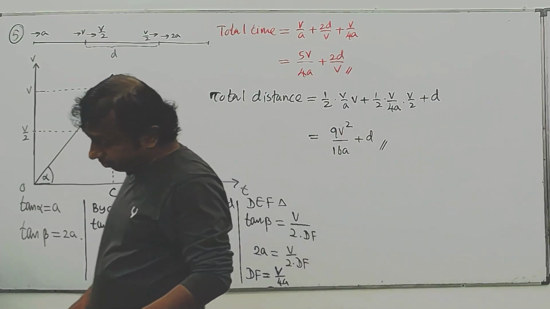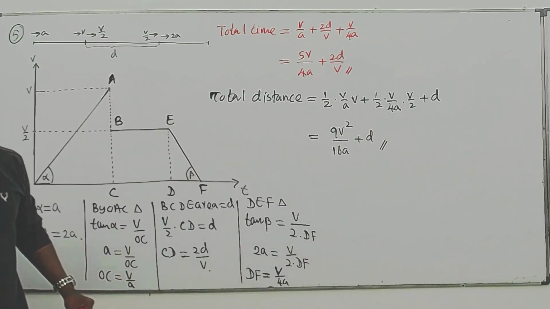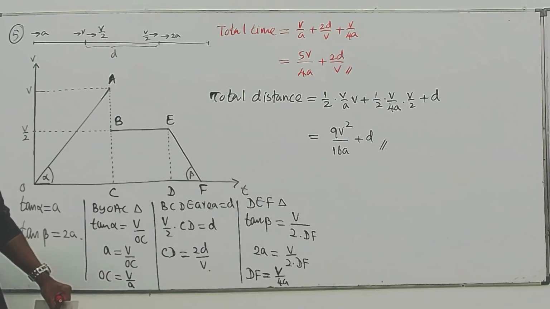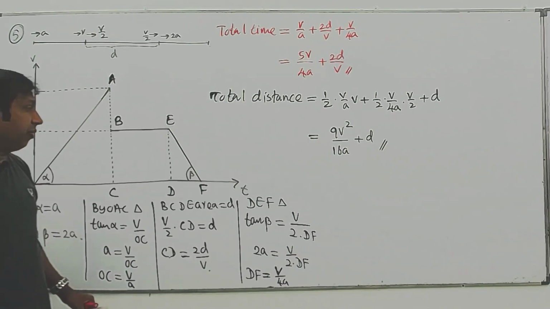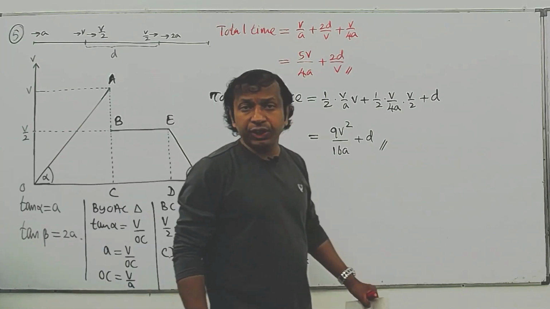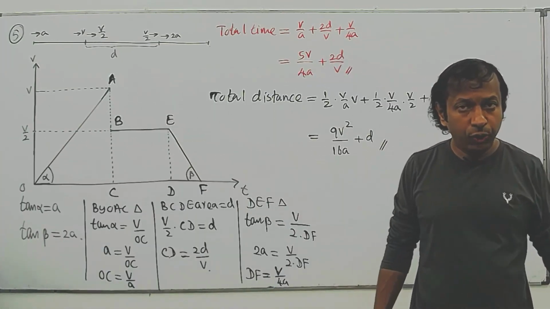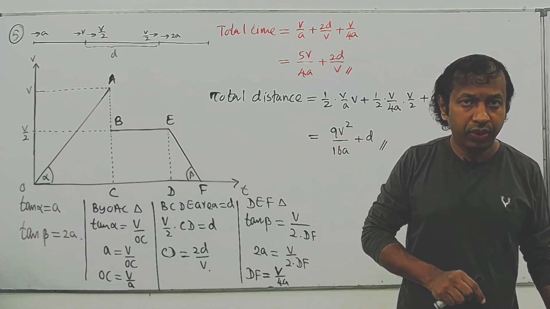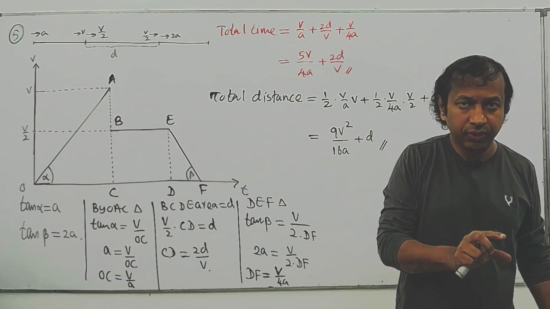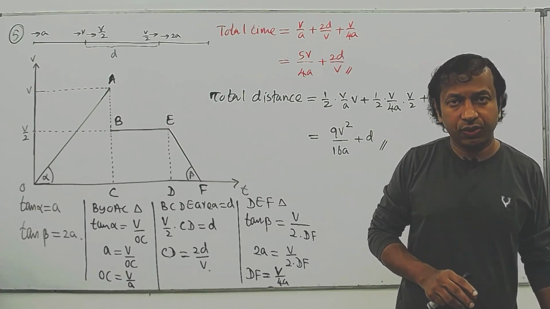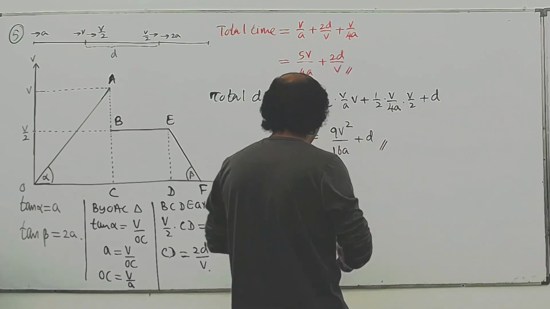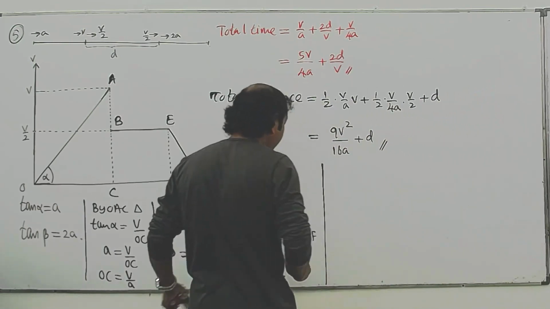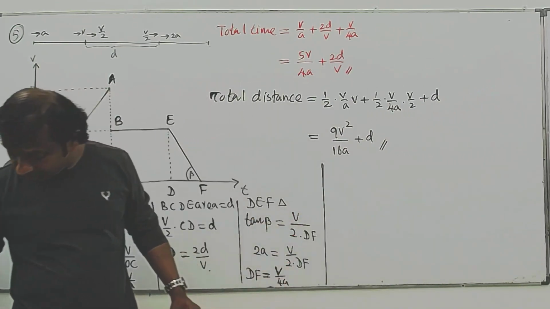And finally, asking what, people. Yes, if the average velocity of the particle is 5V upon 11, find D. People, tell me how to find the average velocity. Average velocity we know: total displacement divided by total time taken. That is called average velocity. So then average velocity is given as what, people? It is given as 5V divided by 11.